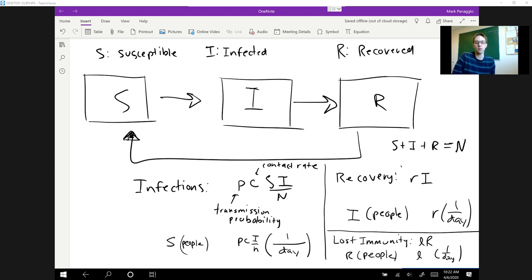And so we can tweak this model by just shifting the interpretation. We don't even have to really change the equations at all. So before we were thinking about the average number of people who would get infected or recover or lose immunity. However, we could easily modify this by thinking about this as a probabilistic process. Each of the S people in our population who are susceptible, well, on average, we would expect S times PCI over N to get sick.